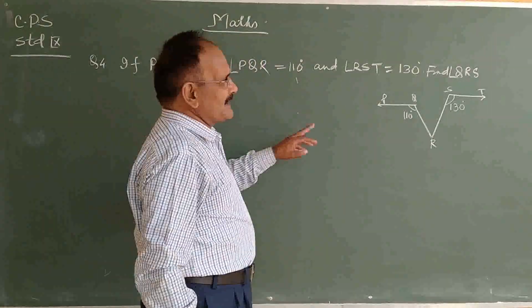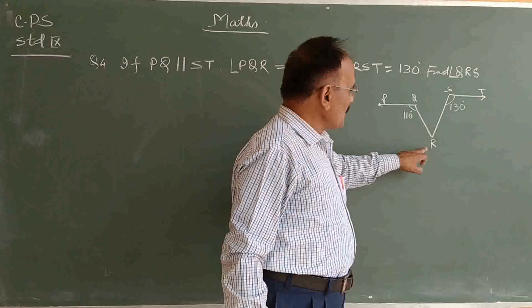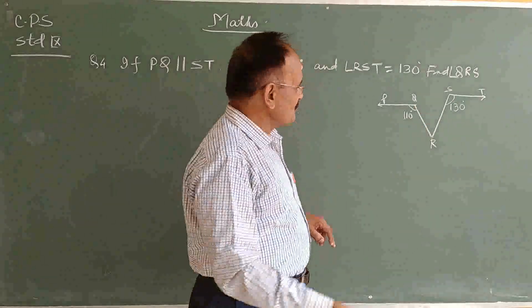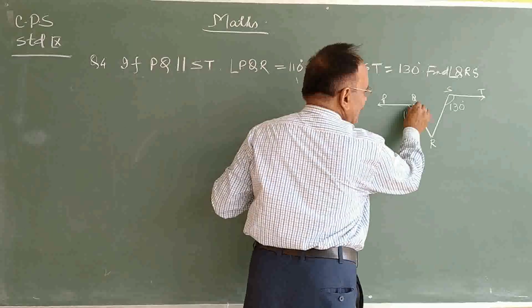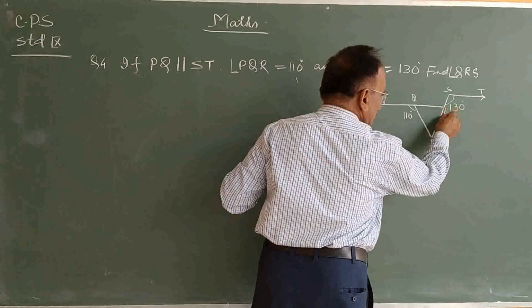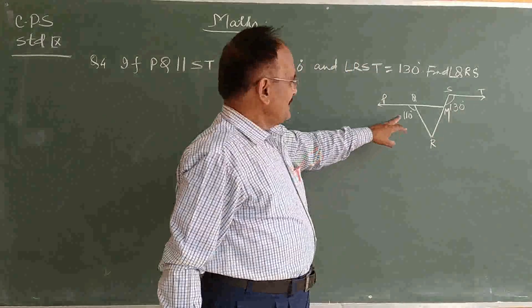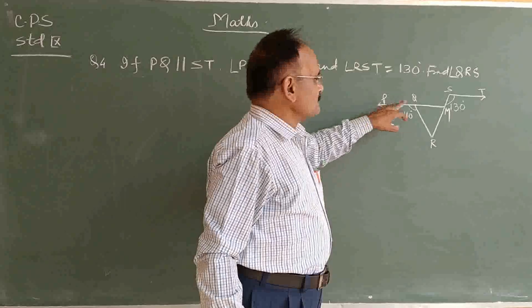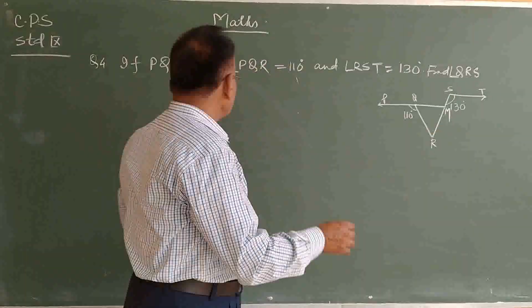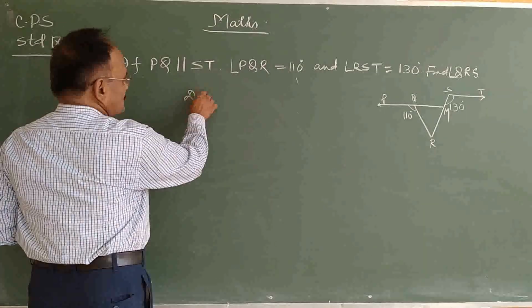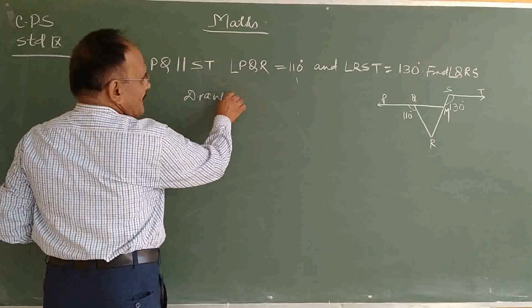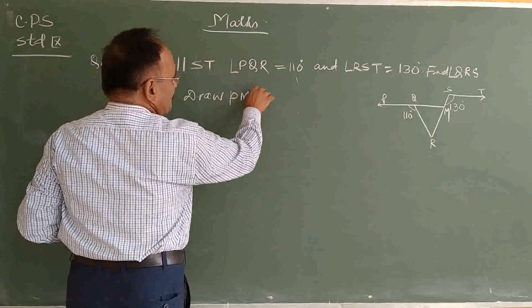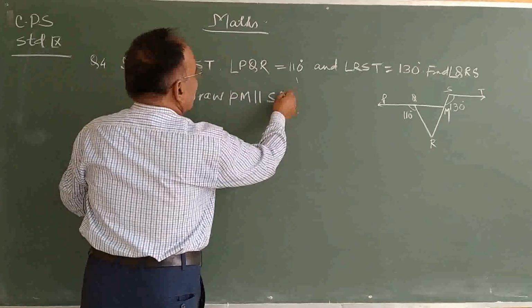To find out angle QRS, first we have to draw a parallel line QM, that is, PM parallel to ST. First, draw PM parallel to ST.